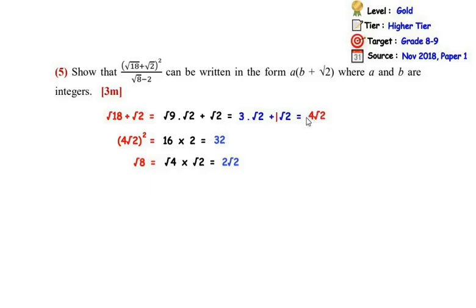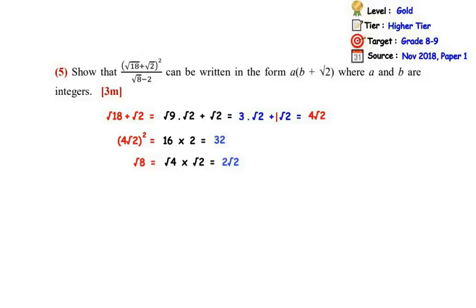Now the value of this bracket, we have got it as 4 root 2. Now we are going to square this value as we have to square this bracket. So 4 root 2 the whole square. So 4 square gives us 16 times square root of 2 the whole square means root 2 times root 2, which gives us 2. So 16 times 2 gives us 32. So the value of the numerator is 32.